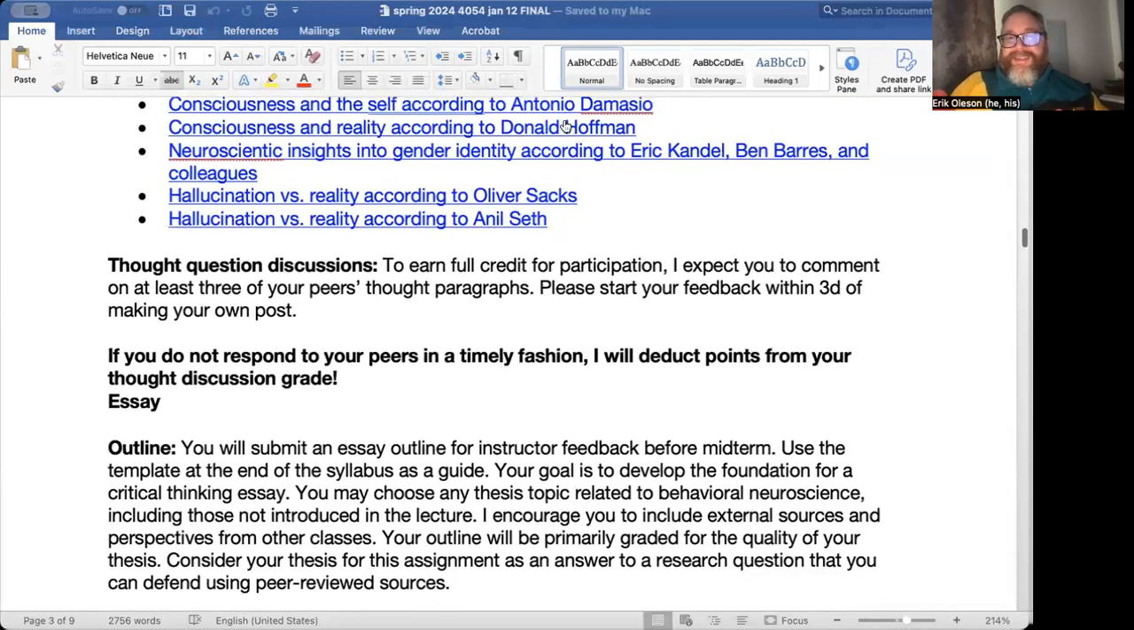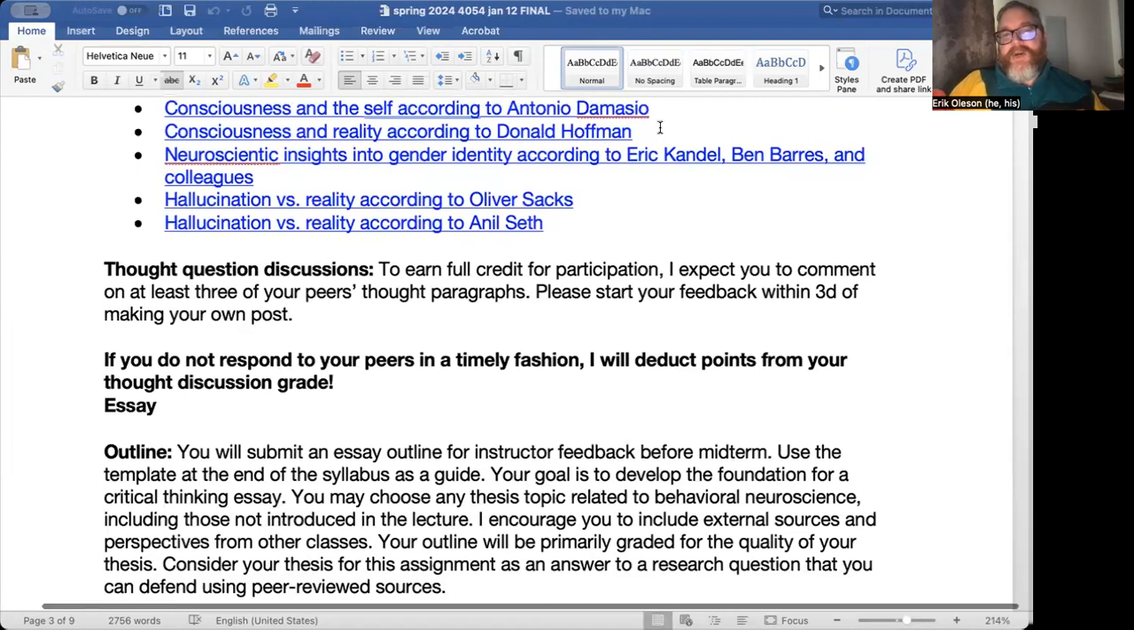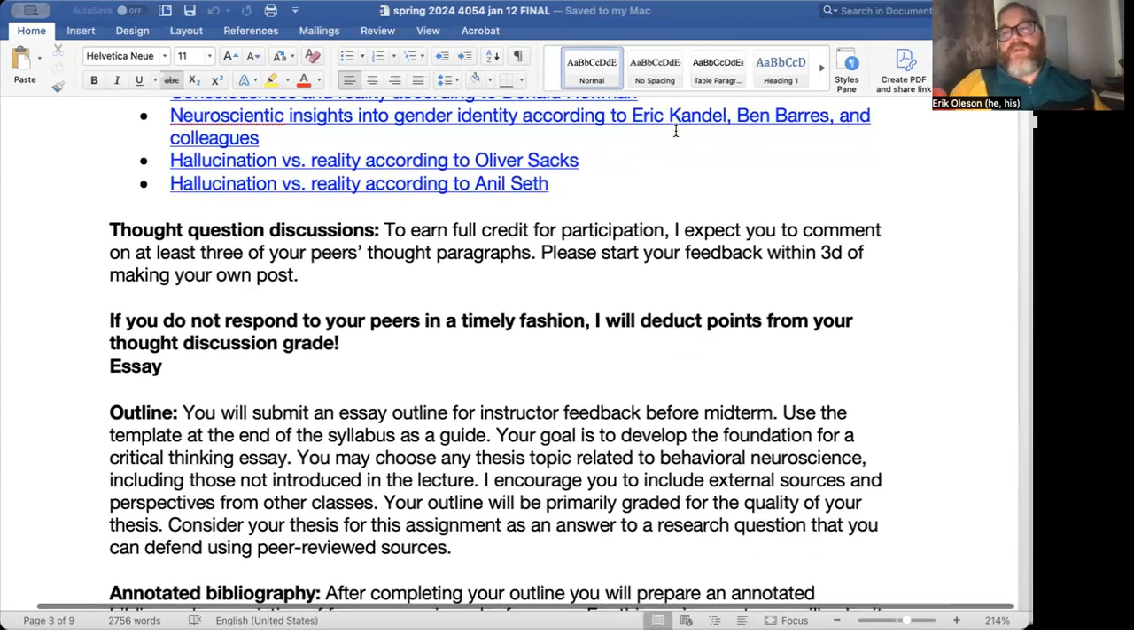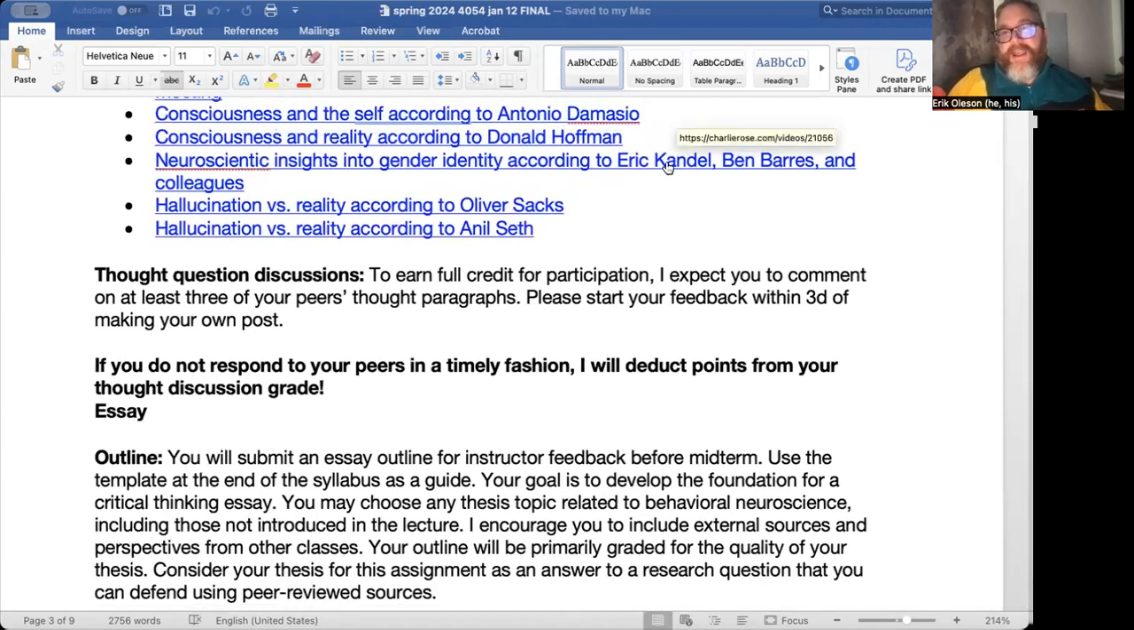Then we'll go into consciousness a little bit. We will hear from Damasio and Hoffman when we consider that. Then we'll touch on gender identity. Here we'll hear from Eric Kandel, who's sort of the poster child of experts in neuroscience.